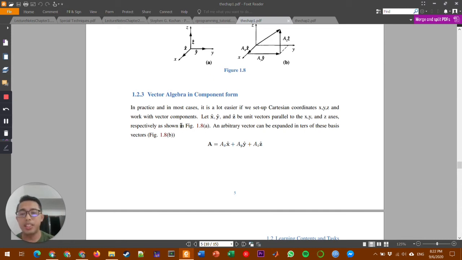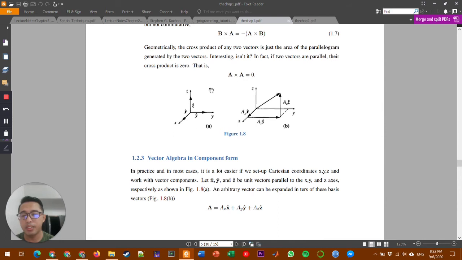So in practice and in most cases, it is a lot easier if we set up Cartesian coordinates x, y, z and work with the vector components. In our case, for our course, let x hat, y hat, and z hat be the unit vectors. Unsa ni mga unit vectors? Kung asa ang direction sa x, asa ang direction sa y, asa ang direction sa z. So as I've said, kani siyang x, y, z, parallel na siya sa x, y, and z axis respectively, as shown in figure 1.8a.